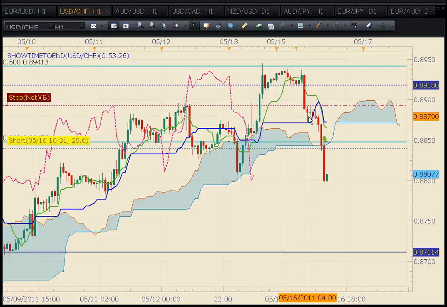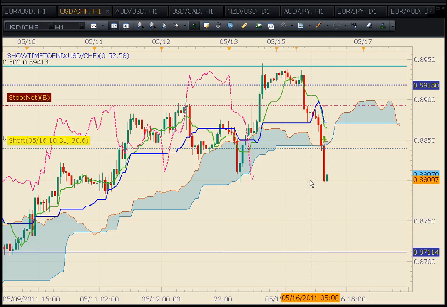A lot of times I like to play the Kumo break. I mean, not the Kumo break, but I play a Kijun break. Sometimes I play a Kijun bounce or a Kijun break. I didn't play the break because I wasn't here to see the break, but I did see the cross, so I entered on that, and all my signs look good. So I'm going to stay in this trade and see where it goes, and hopefully it turns out good.